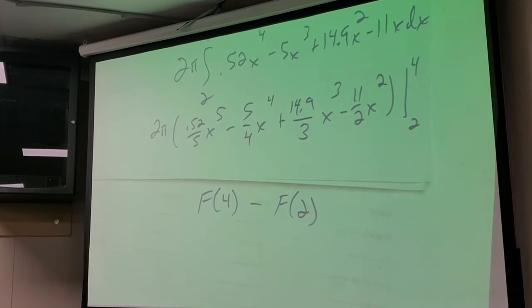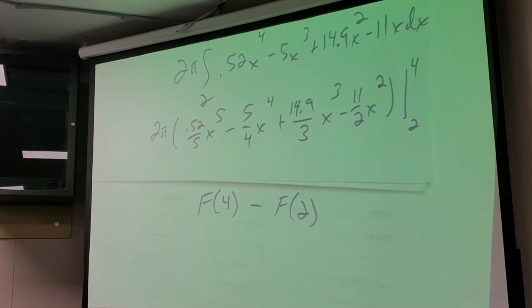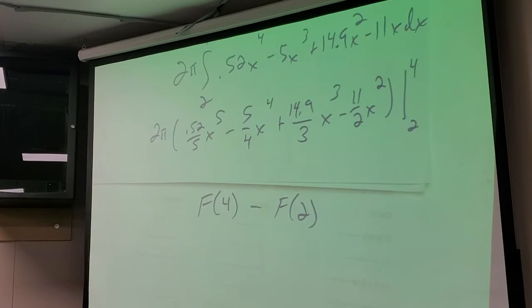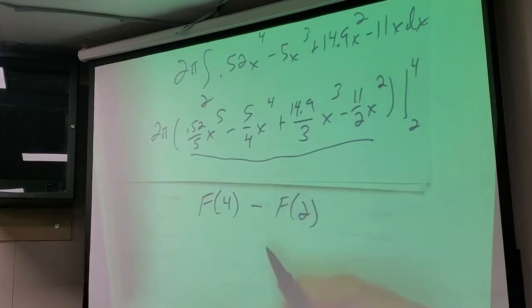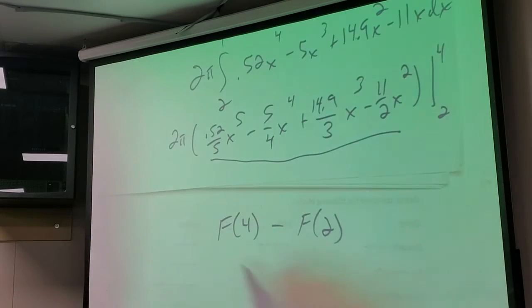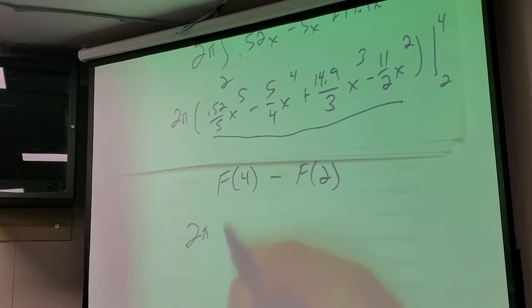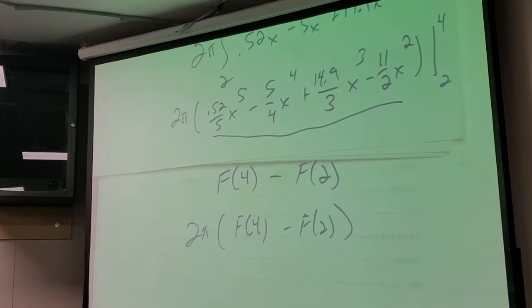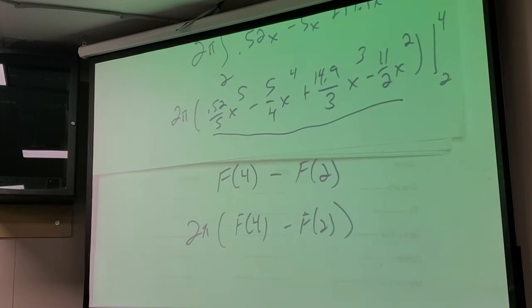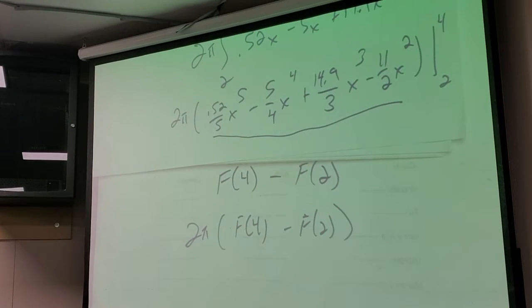Would you distribute the 2 pi first? I wouldn't. Okay. Yeah, I would figure out this at 4 and then multiply by 2 pi. You could even multiply by 2 pi at the end, where these f's are ignoring the 2 pi. Does that make sense? Yeah.